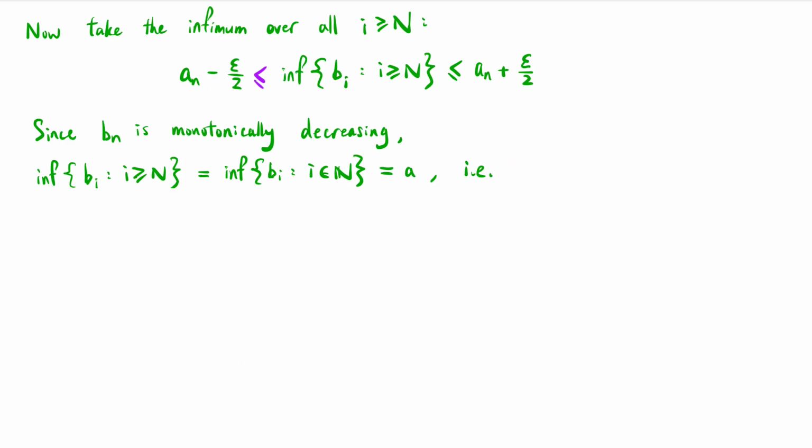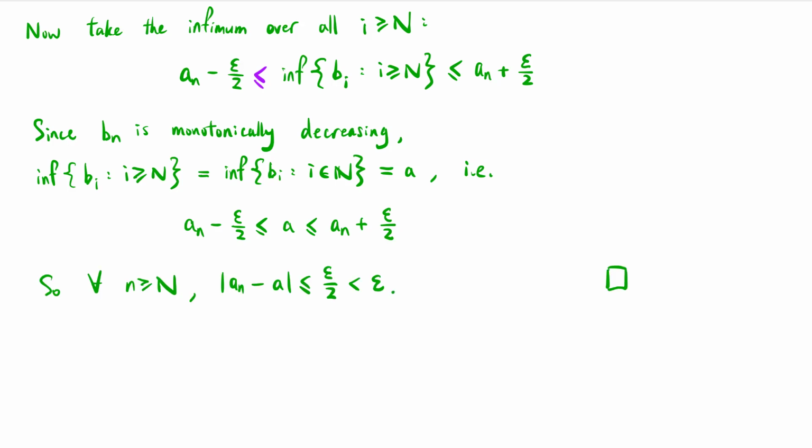Since b_n is monotonically decreasing, the infimum of the set b_i, where i is greater than or equal to n, is equal to the infimum of b_i, where i is a positive integer. This equals a. In other words, a_n minus half of epsilon is less than or equal to a, which is less than or equal to a_n plus half of epsilon. So for all n greater than or equal to capital N, we know that the absolute value of a_n minus a is less than or equal to half of epsilon, which is less than epsilon, and this completes the proof.